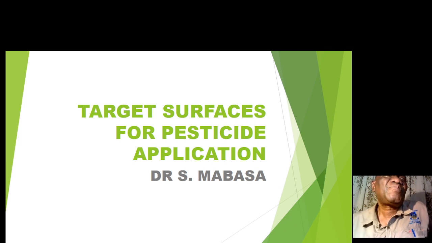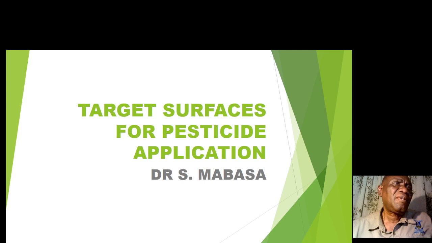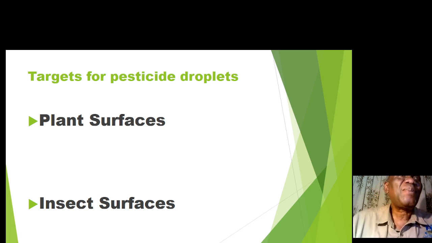Okay, so we want to talk about target surfaces for pesticide application. The target for pesticide droplets could be plant surfaces or insect surfaces.